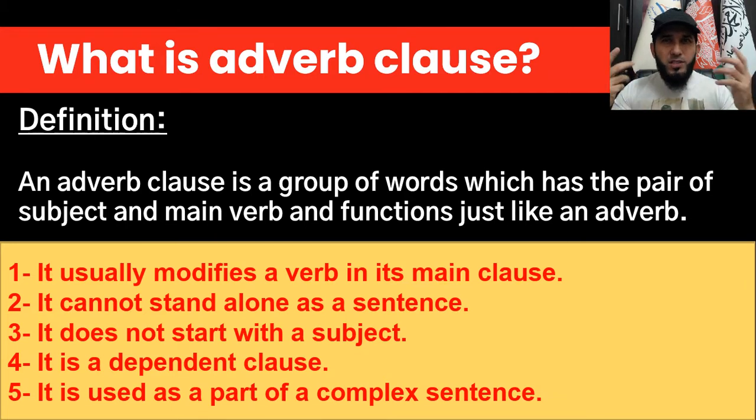Now the point is, how do you know whether it's a main clause or a dependent clause? Is it an independent clause or a dependent clause? Each and everything will be explained. Just be patient. Number 4, it is a dependent clause. So an adverb clause is a dependent clause. It's a subordinate clause. Number 5, it is used as a part of a complex sentence. It cannot be used alone as a complete sentence, as a simple sentence. It has to be used as a part of a complex sentence.